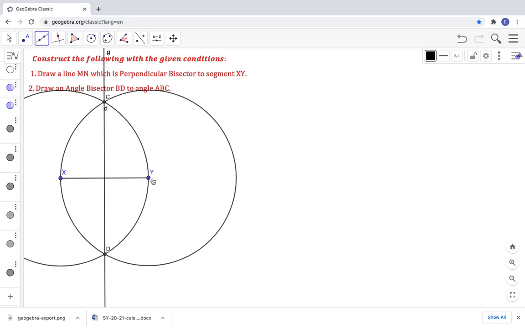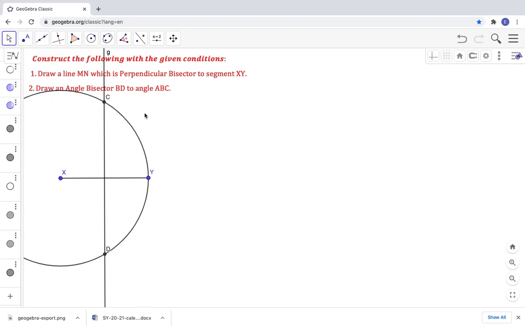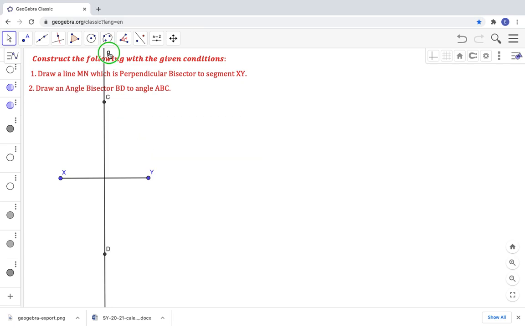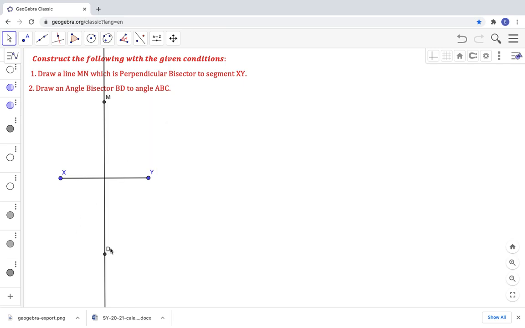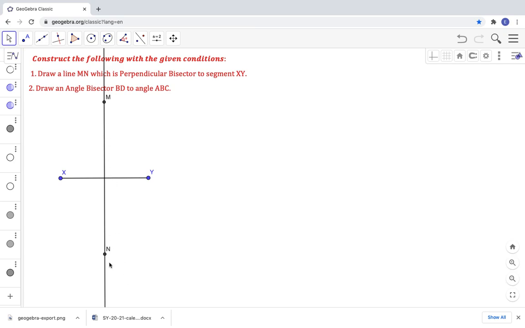bisector to segment XY. So let us remove the other object that is not necessary so that we can emphasize the perpendicular bisector here. Okay, also this label. Now, so this line, okay, so we need to rename this line. So it should be line MN. Okay, so this line MN is now perpendicular bisector to segment XY.